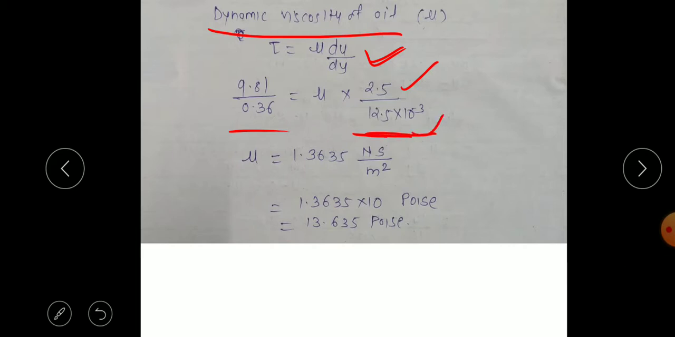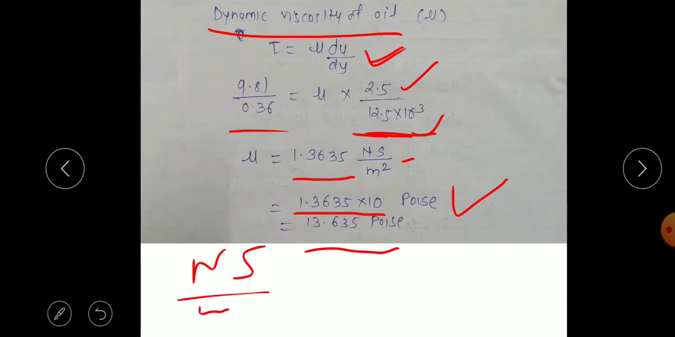So solving this we get mu is equal to 1.3635. Answer is in Newton second per meter square. Now to convert into poise we multiply it by 10. So 1.36 multiplied by 10, we get the answer as 13.63 poise. To convert Newton second per meter square into poise we multiply it by 10. So we get the answer in poise.